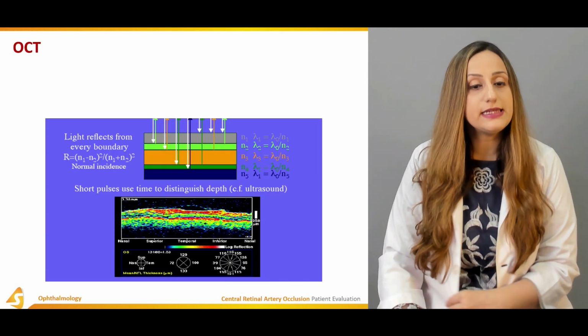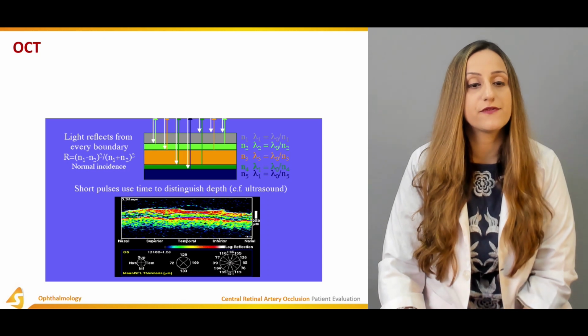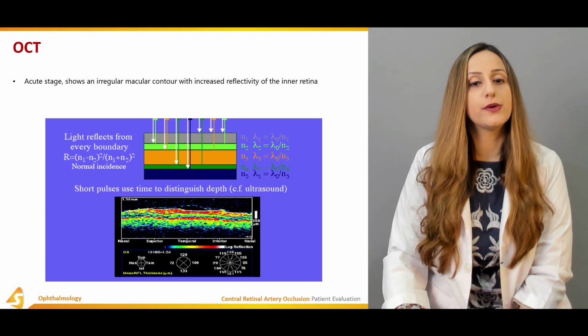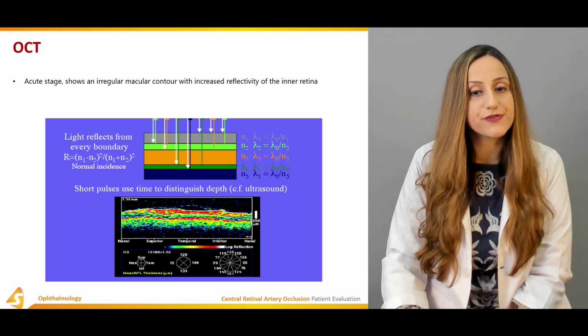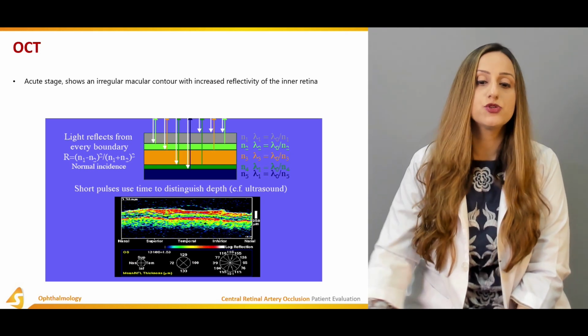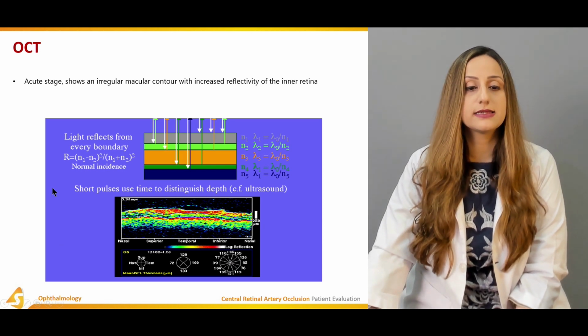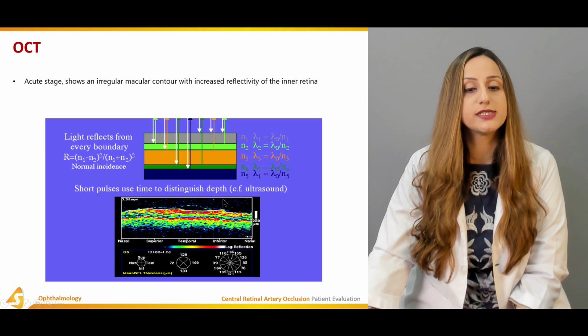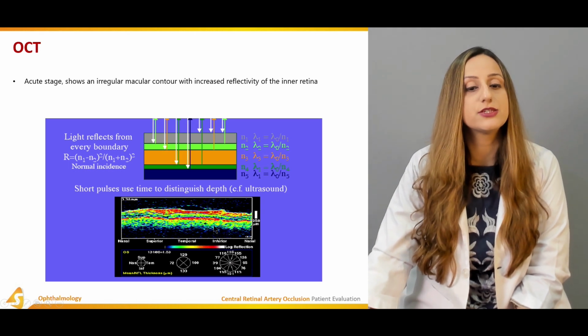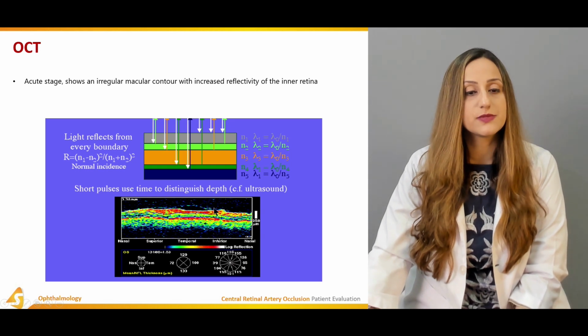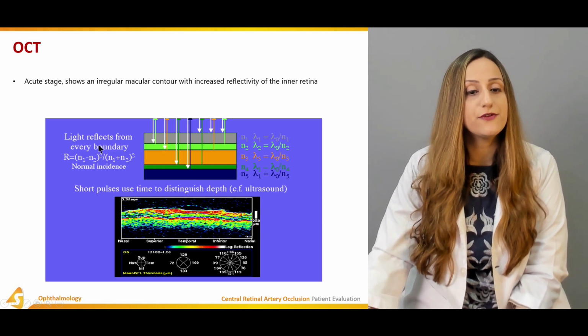The different techniques that are used, for example, we have the OCTs. The acute stage shows an irregular macular contour with increased reflectivity of the inner retina. So usually it's an ultrasound that is performed, and these are some of the pulses that are noted down on the ultrasound. The short pulses use time to distinguish the depth on the ultrasound, and that is basically the light is going to reflect from every boundary.